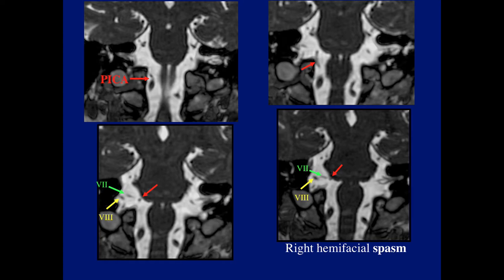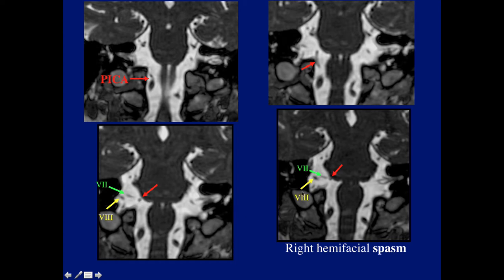And here's again to show, sometimes you don't see the entire arteries or the entire nerve, but here you could see outlined. So here's the PICA coming off the vertebral artery, and here's the seventh nerve, and this is the eighth nerve, and here's the artery. And we can see how the seventh nerve is approaching the artery.